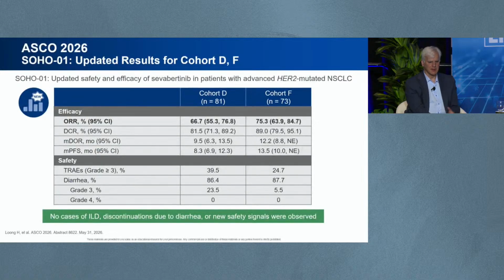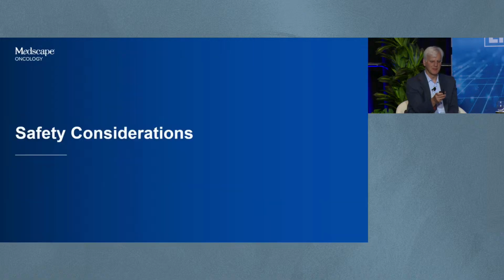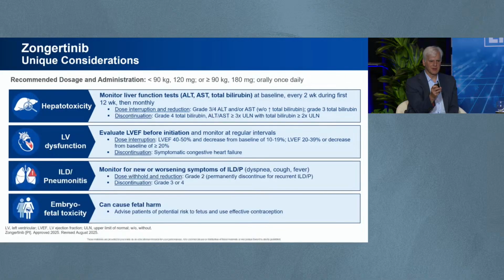Actually, tomorrow, we'll see an update from cohort F, and I'm very happy to report that I actually didn't know that we can show this data, but the response rate for cohort F has gone up. It's up to 75%, as you can see here. And I might also highlight that for this study cohort, no ILD has been seen. Actually, for HER2-mutated lung cancer patients, no events of ILD have been observed with cevabertinib. So just a bit of safety considerations.